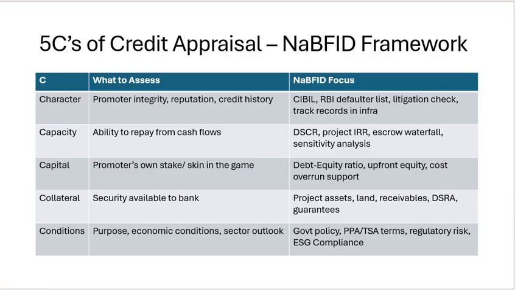RBI has a defaulter list that tracks all the defaulters. The list contains the names, dates of birth, and all these details. So we need to check whether the promoters, all the UBOs, or the promoter members are in that defaulter list. Litigation checks and track record in infrastructure also help us verify the character.